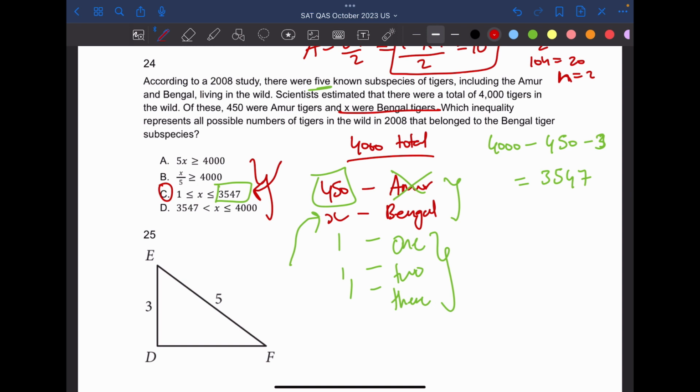Does it make sense that the Bengal can have at least a minimum of 1? Yes, because once again, we know that it exists. So the minimum Bengal tigers that can be found is at least 1. But yeah, so this is the boundary of the minimum and this is the boundary of the maximum. So this is the correct answer. And that's it for this question.